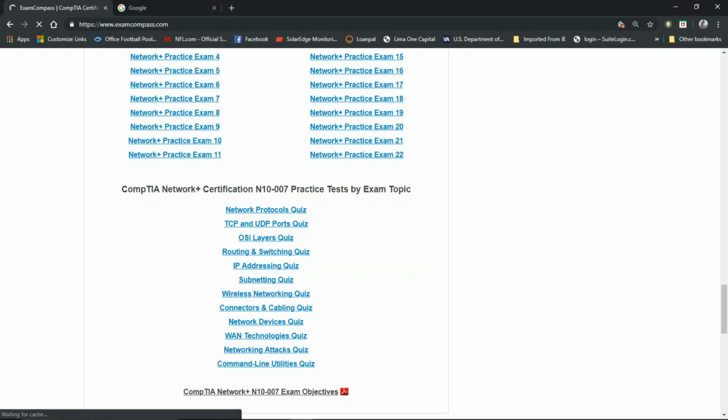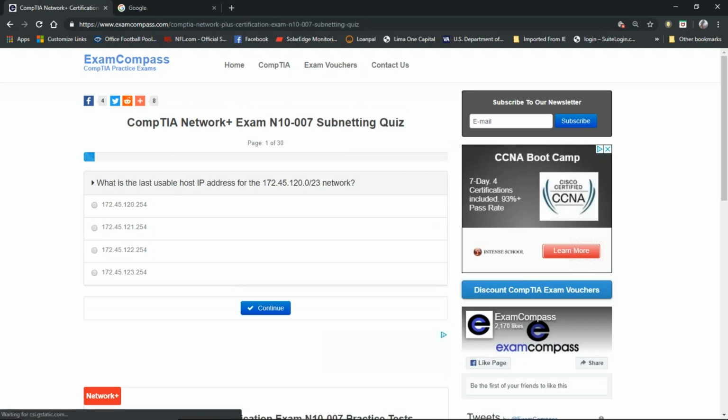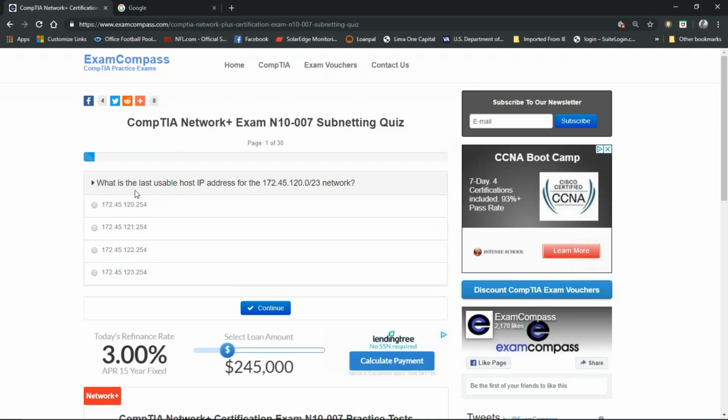So if they ask you what's the last usable address, it's going to be the one before the last one, right? So for this one, they're asking just what I said, right? What's the last usable host IP address for? So here's your network, right?